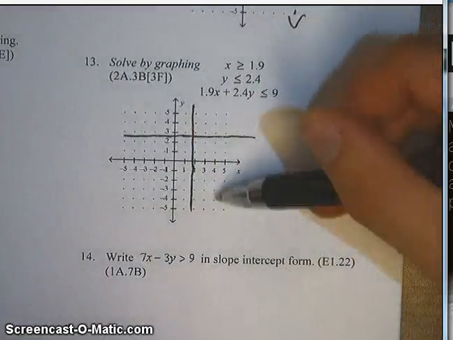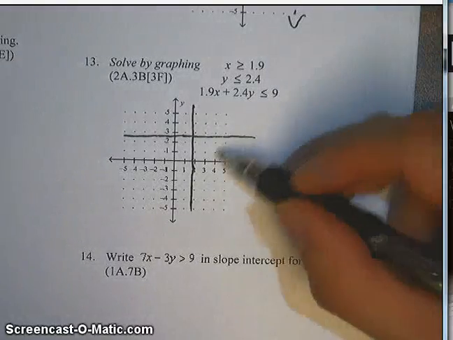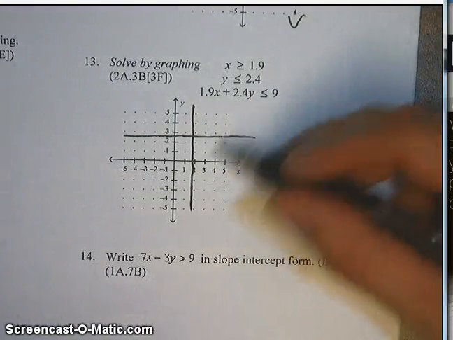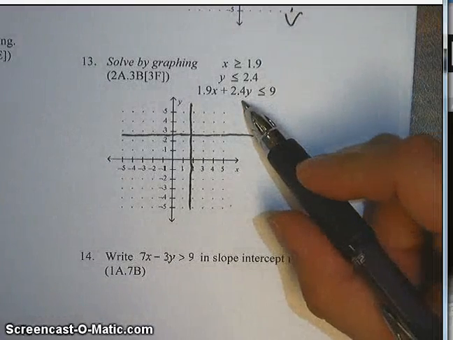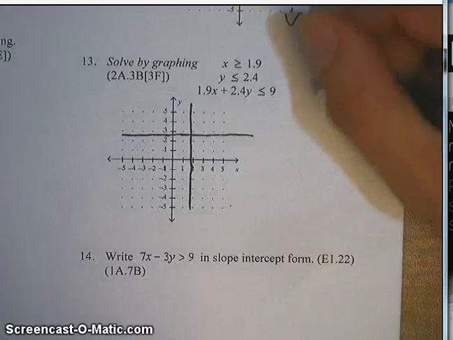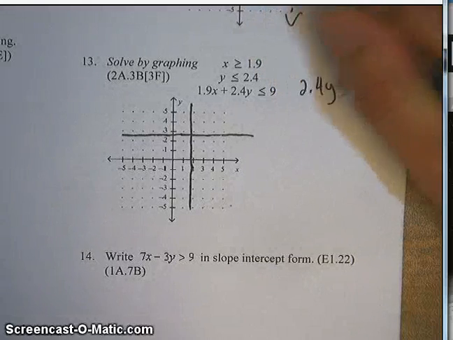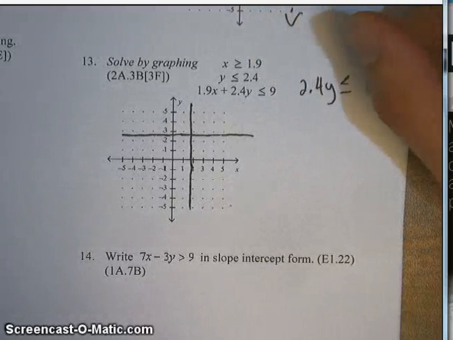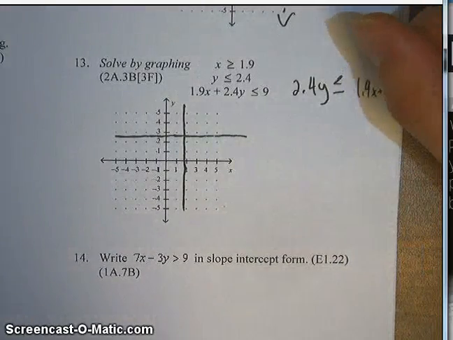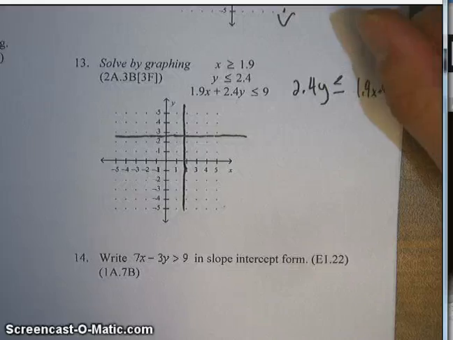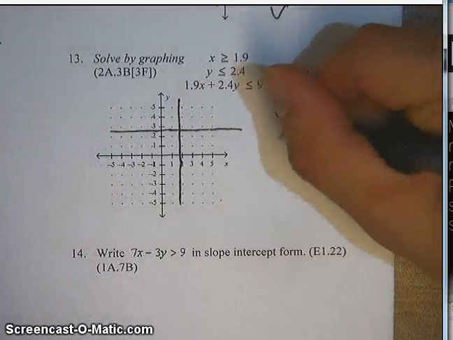So, because greater than x is over here, less than y is over here, so we're talking about this box. And this equation isn't solved for y yet, but I'm going to solve it for y. 2.4y is less than or equal to 1.9x plus 9. Now I need to divide all that by 2.4.